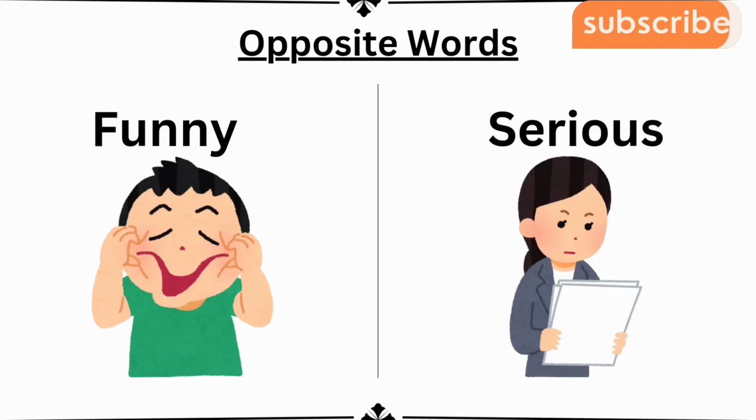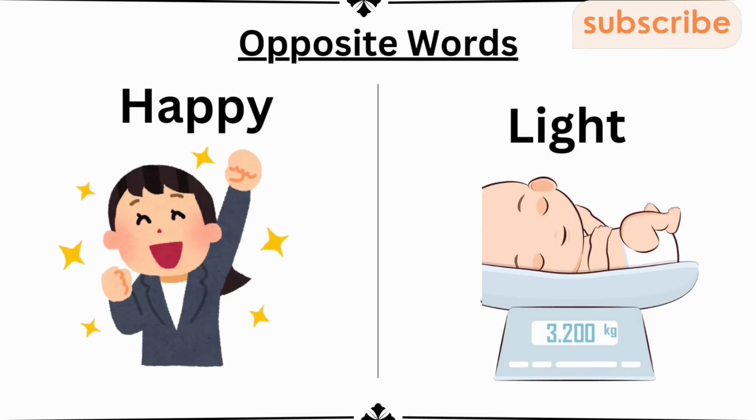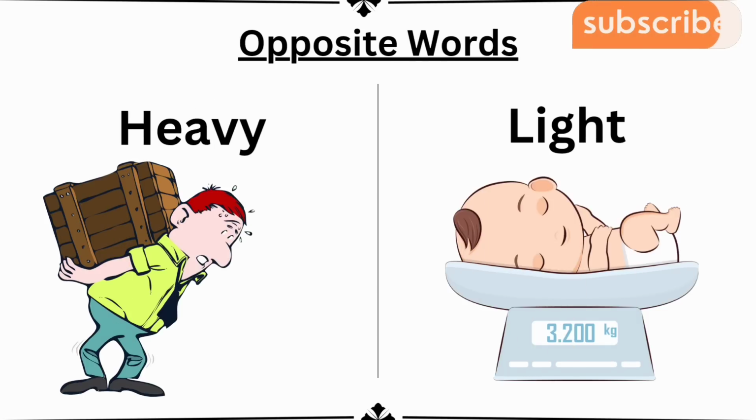Funny. He is a funny boy. Serious. She is a serious girl. Happy. She is very happy. Sad. She is sad. Heavy. He lifts a very heavy weight. Light. This baby is very light weight.